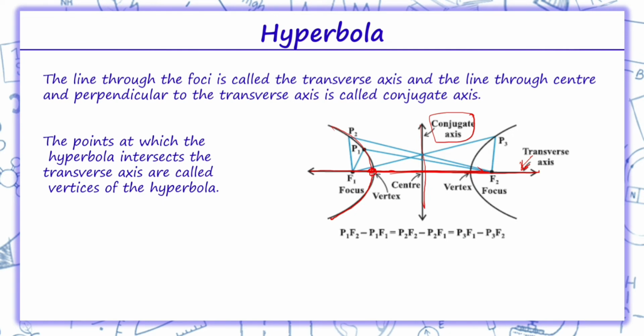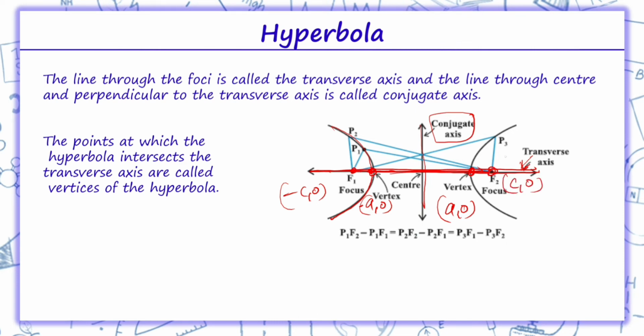Now this vertex is indicated by a comma 0, and since it is in negative x axis, it is minus a comma 0. This vertex will be a comma 0. Foci is indicated by minus c comma 0 because transverse axis is on the x axis. Because foci on the x axis, therefore it is minus c comma 0. This foci will be c comma 0.